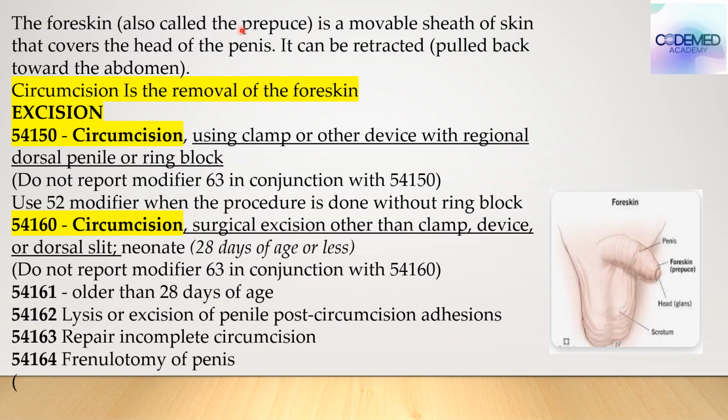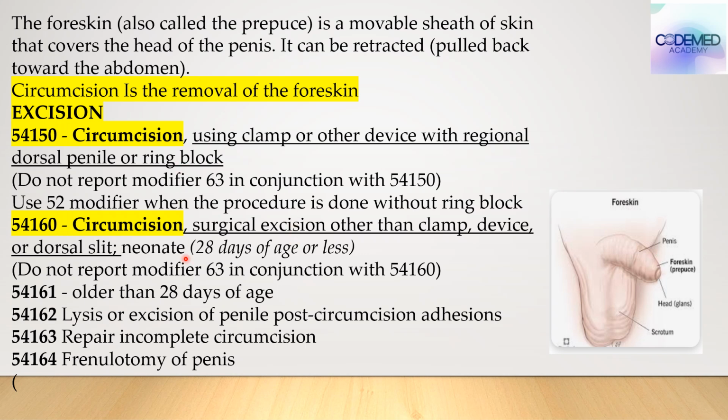So the foreskin, which is also called prepuce, is a movable sheath of the skin that covers the head of the penis, and it can be retracted or pulled back. Circumcision is the removal of the foreskin. When circumcision is carried out, it is done either with the help of a clamp or with surgical excision.